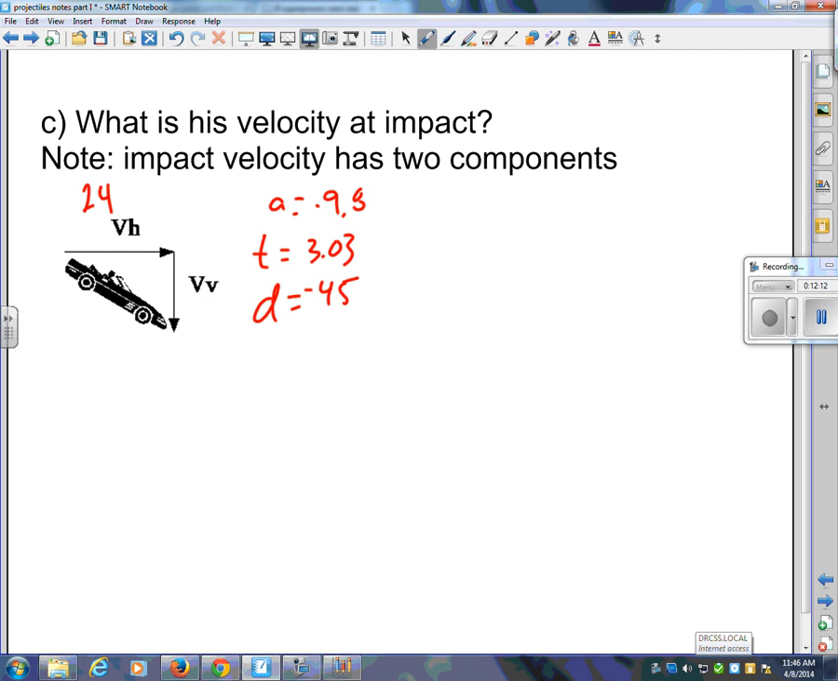So what I'm trying to find is VF, really. Which one should I use? I've got A, T, and D. The initial vertical is 0. Immediately prior to impact, yes. I think I could just use VF equals VI plus AT, could I not?